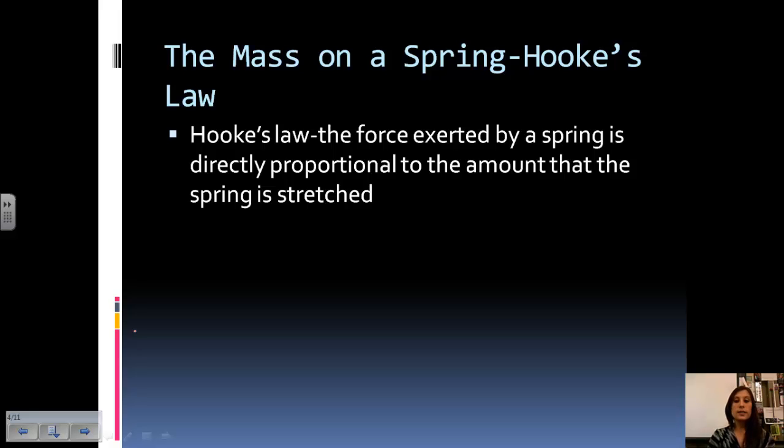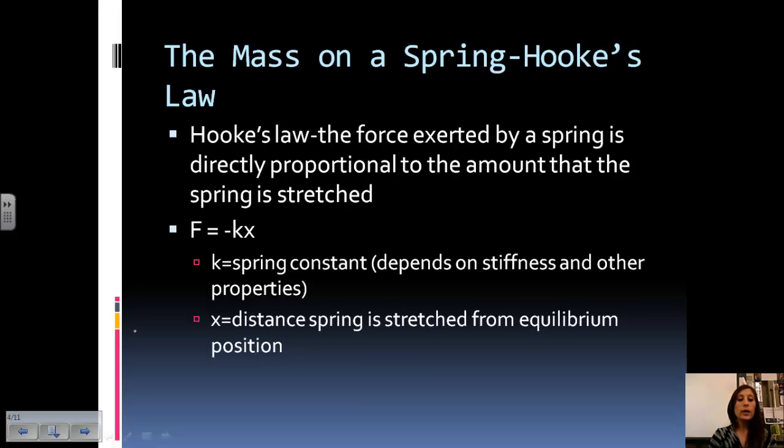Okay, and Hooke's law says that the force exerted by a spring is directly proportional to the amount that the spring is stretched. And so the more we stretch it, the more force exerted. Okay, well, we also have an equation that represents Hooke's law. So F is equal to negative kx, F representing our force.